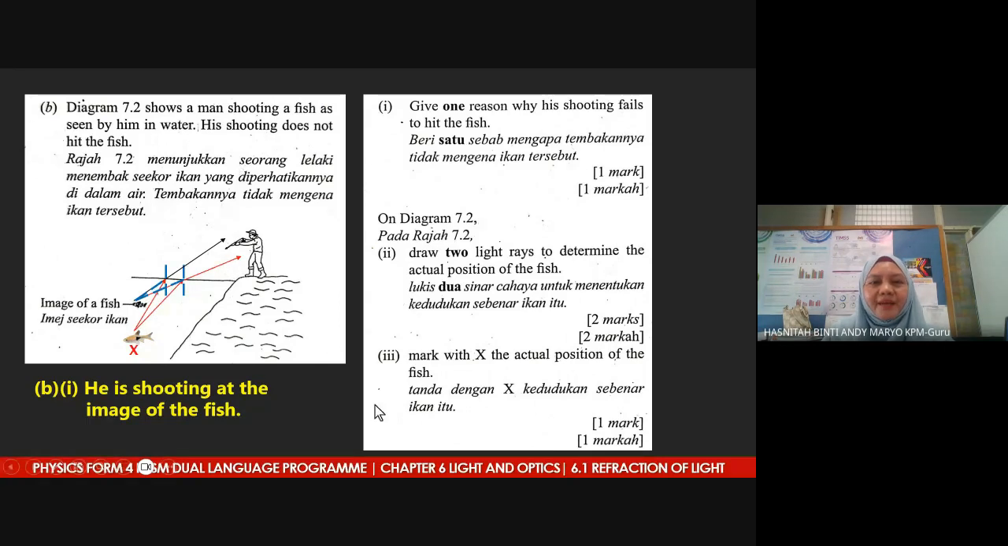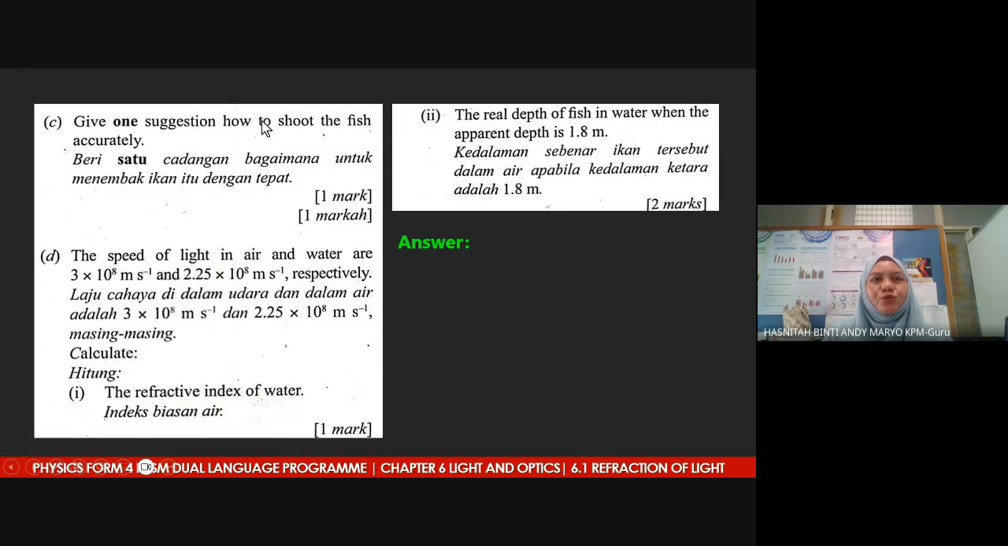Right? Okay, then next. Give one suggestion how to shoot the fish accurately. Okay, we have drawn the diagram showing the refraction. So now, where should you actually shoot, so you can get the fish? Sebenarnya you nak tembak di mana? The shooter should shoot a few centimeters below the image of the fish. So this is what the shooter needs to do. He should shoot a few centimeters below the image of the fish.